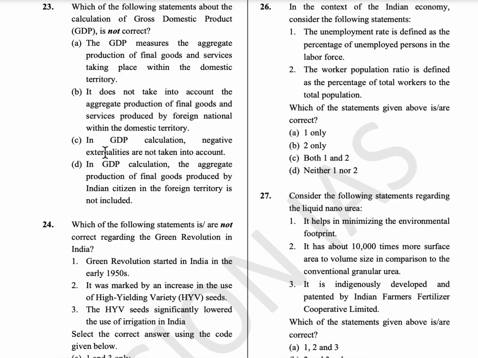Coming to the third one, in the GDP calculation, negative externalities are not taken into account, and in GDP calculation the aggregate production of final goods produced by the Indian citizens in the foreign territory is also not included. So all these are correct except option B. So option B is the answer.